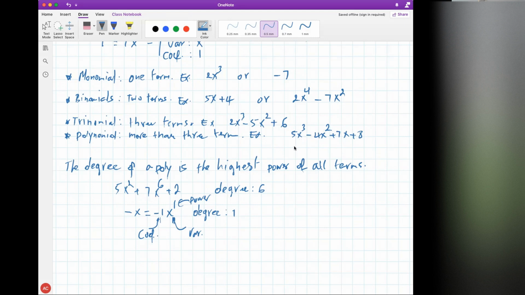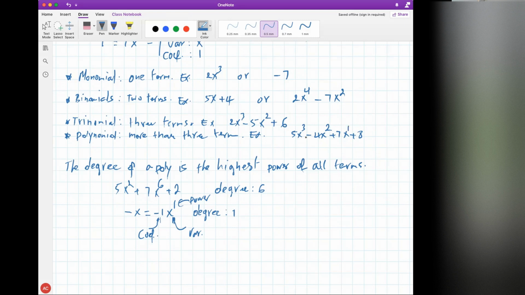What's the power of the third term? 1. That's right. And what is the power of the fourth term? 0. So this is the fourth term, x to the 0. The power of it is an invisible x to the 0. It's not the power of the coefficient, the power of the variable. So again, a constant term has a power 0. We don't care about the power of the 8 itself, but about the invisible variable.